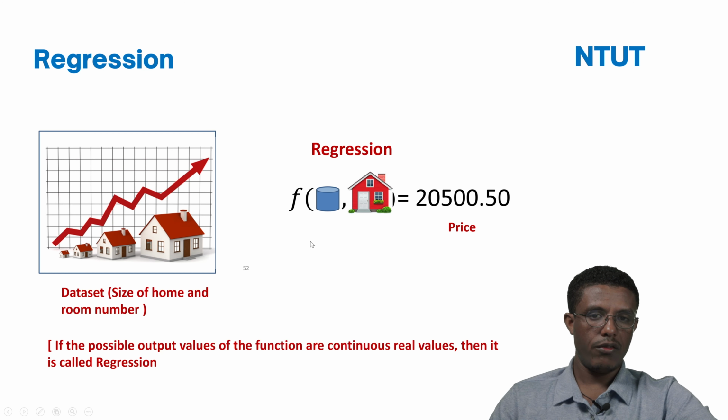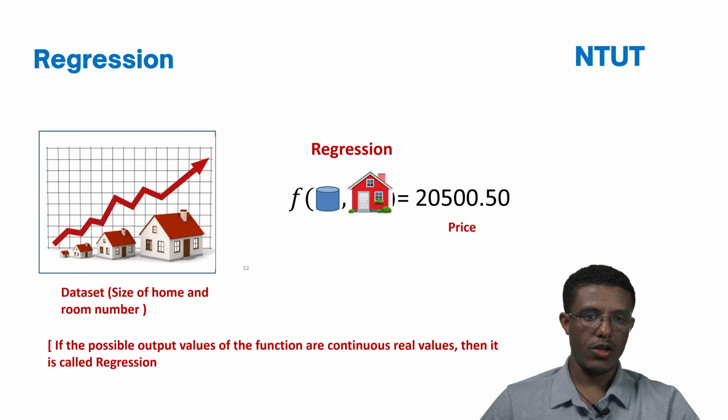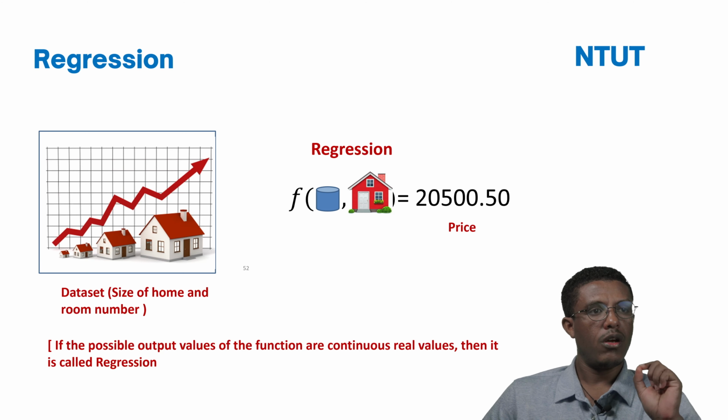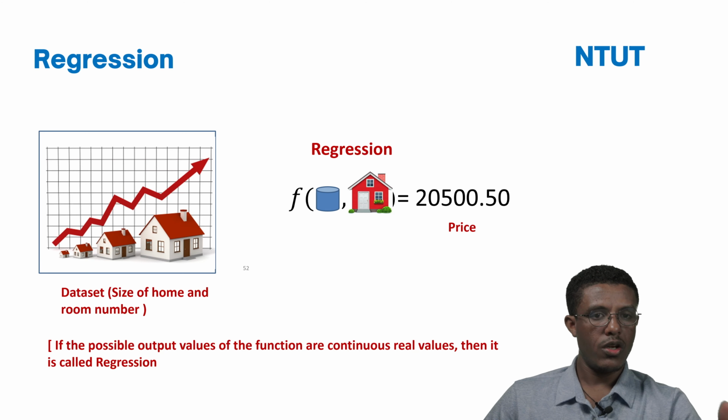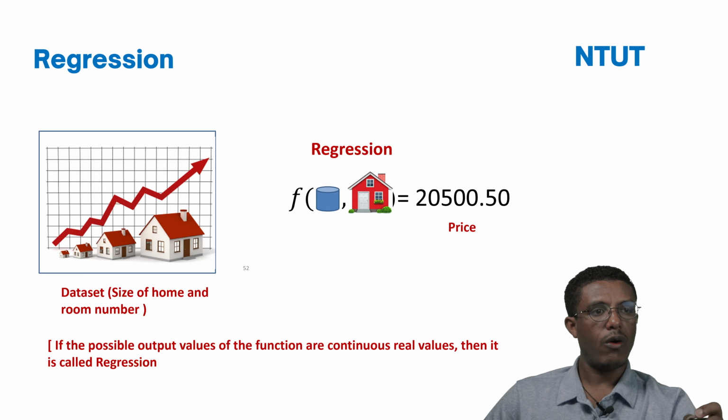And then we can give f of another house, and it predicts the price of the house depending on the size of the home and room number. This is regression. When we say regression, the output is only one real value, not categorical. So if our data is labeled data, that means we need to select a type of supervised algorithm.